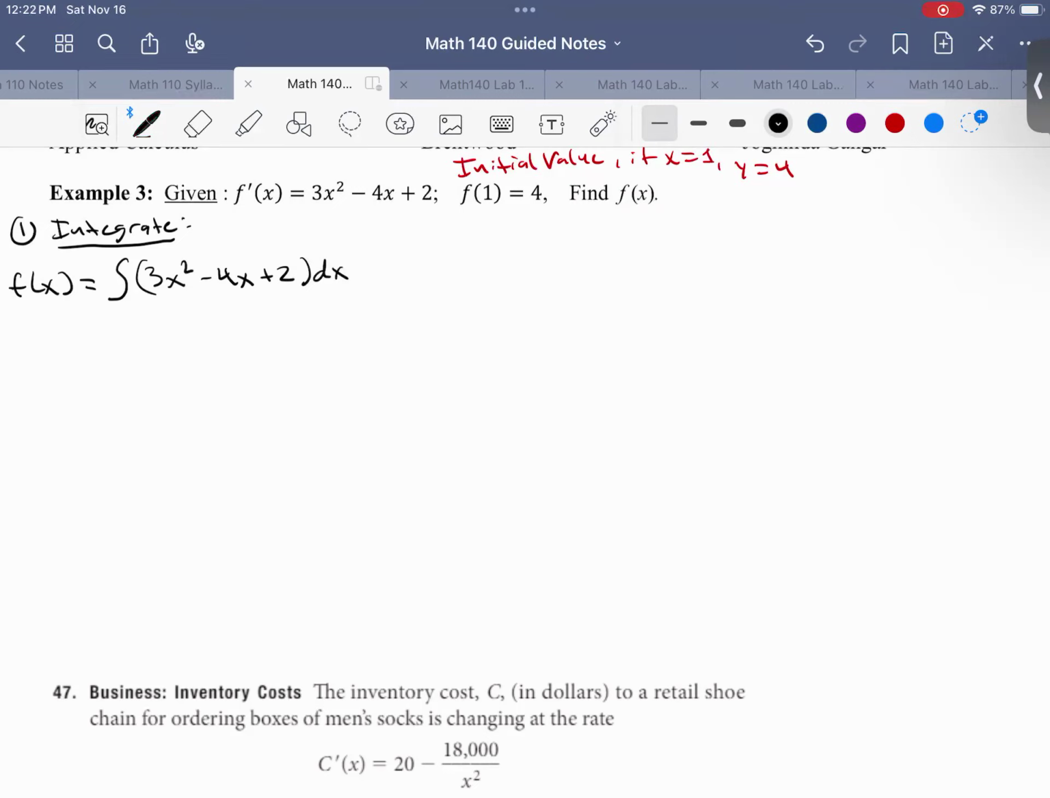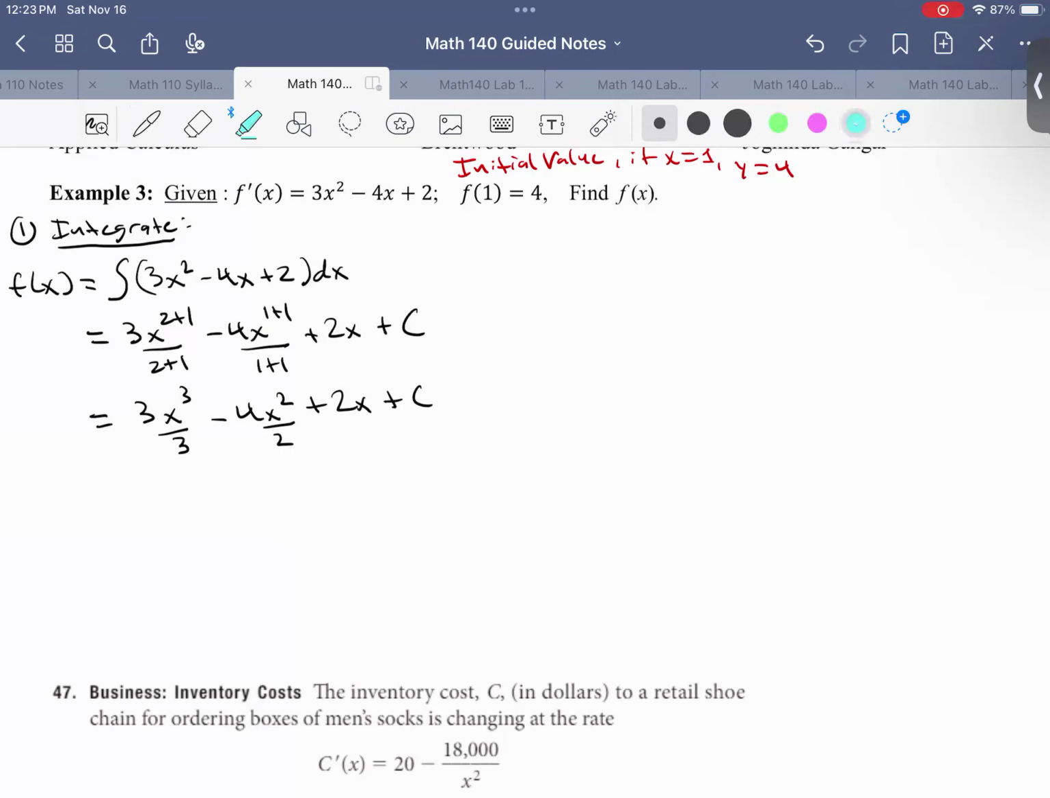When I integrate this function, or this derivative, it becomes 3x to the 2 plus 1 over 2 plus 1, minus 4x to the 1 plus 1 over 1 plus 1, plus 2x. And don't forget your c, because that's going to come into play in a few steps. So if we simplify this out, we get 3x cubed over 3 minus 4x squared over 2 plus 2x plus c.